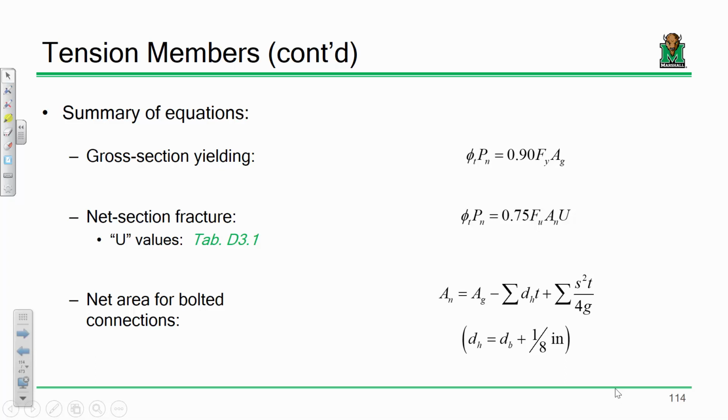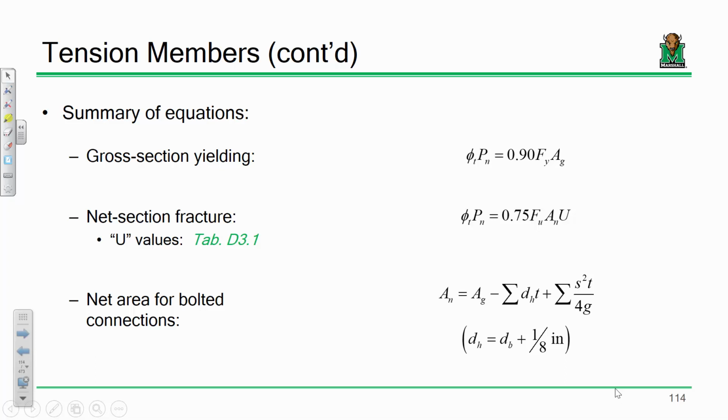Because if a member fractures, it's separating, it's a much more drastic failure event than if something just gets a little longer. That's what happens when something yields. It just experiences permanent deformation, just gets a little bit longer. So we have 0.75 Fu times the net area times U, our shear lag factor. And we could have stopped there, but really what takes a long time with tension members is you have to understand, well, what the heck is net area and what the heck are shear lag factors.